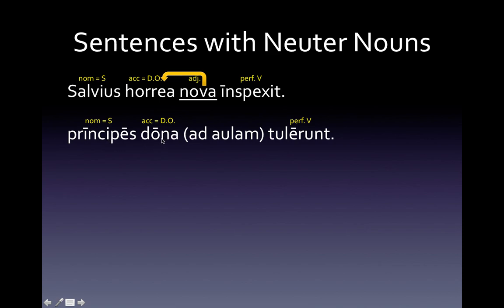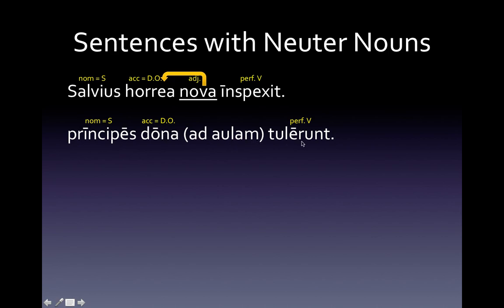Dona, this is a neuter noun. That A there could be nominative or accusative plural. If you had forgotten that this was a neuter noun, you may be thinking that it is first declension nominative singular. However, this can't be nominative singular because our verb is plural. You can't have a singular subject going with a plural verb. Furthermore, this word right here, principes, has to be nominative. It has to be our subject, forcing this into the direct object.